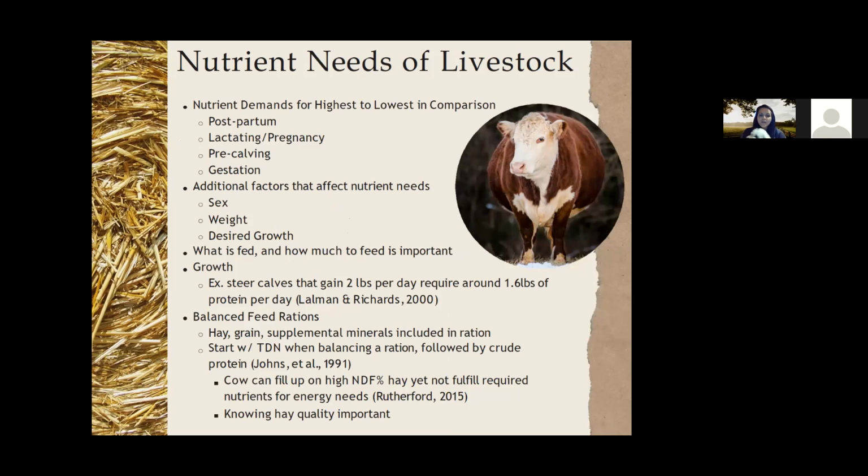There are also other factors that affect nutrient needs. The sex of the animal: is it male or female? What weight are they at? What is your desired growth for them? If you have feeder cattle, how much do you want them to gain? All of that is information you need to think about when making a balanced ration and knowing what nutrients are in the hay that you have, so you can add that to additional feedstuffs as well.